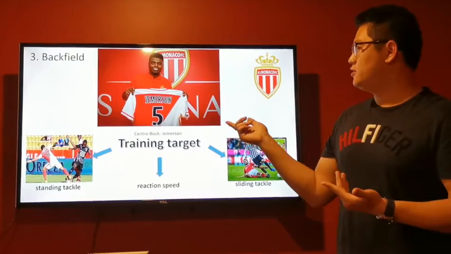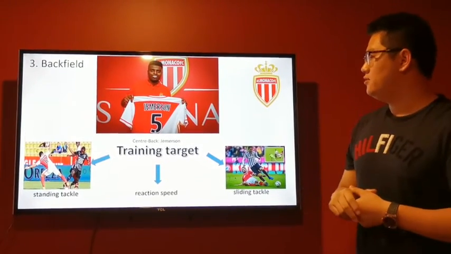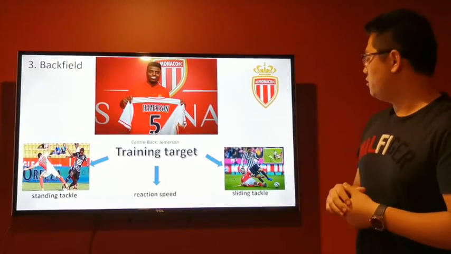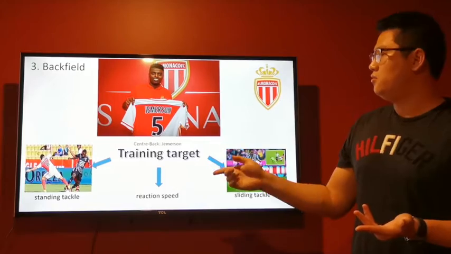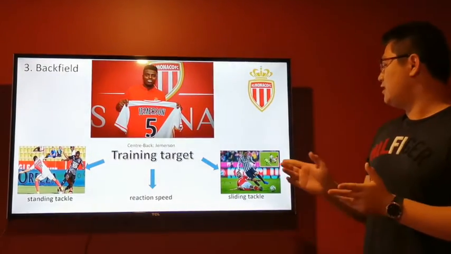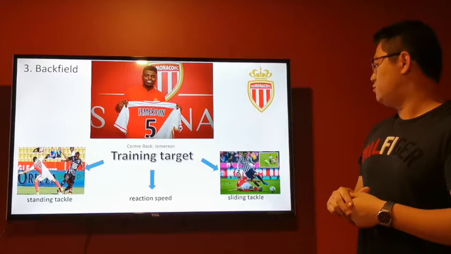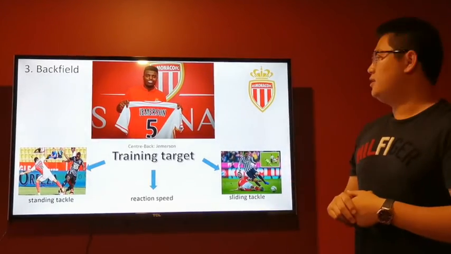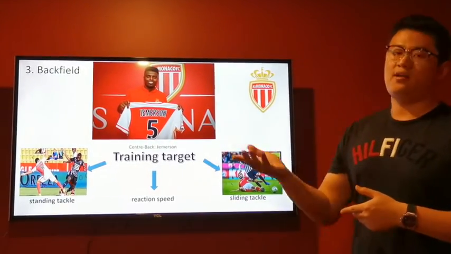And the next one is the backfield. As we show here, the central back, Jamerson. There are also 3 factors here. We have the standing tackle, the reaction speed as well, and finally the sliding tackle here. You need to tackle the ball, kick it back, and attack again.